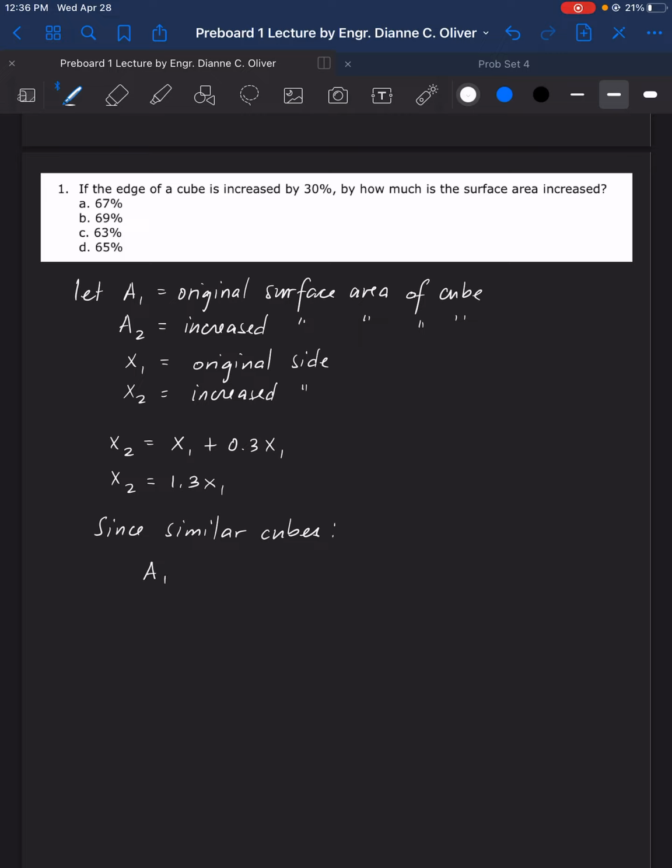Now, let's have the area. We're comparing area 1 to area 2. That is equal to the side x1 over x2, and let's square that because we're dealing with area. Therefore, we have A1 over A2 equals x1 squared all over (1.3 x1) squared.